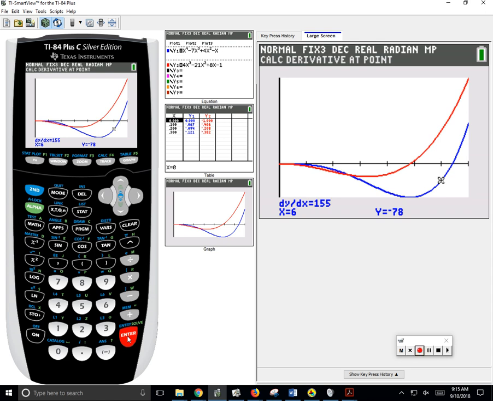So this is the y-coordinate, negative 78. The tangent slope at time equals 6 on the position graph is 155. Very close to what I showed you on that other graph. So, question? The calculator is actually doing what I said a minute ago. Tangent to the left, sorry, secant to the right, secant to the left. Get them in really, really close. It calculates the slope. That's all it does.